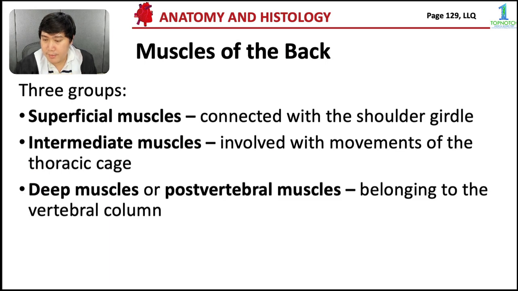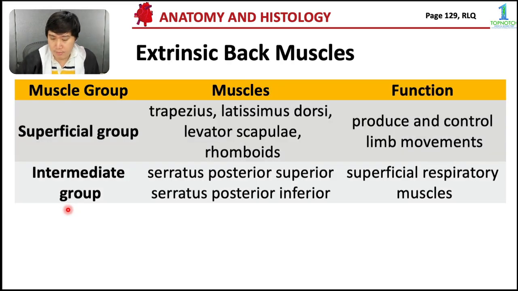Okay, moving on sa muscles. There are actually questions about the muscles of the back, pero medyo mababaw lang, no? So your muscles of the back have 3 groups. Superficial muscles are connected with the shoulder girdle. Your intermediate muscles are involved in the movements of the thoracic cage, while the deep muscles, or your postvertebral muscles, act on the vertebral column.